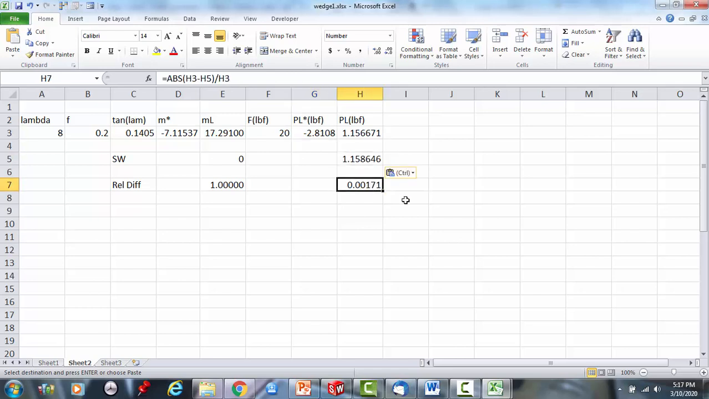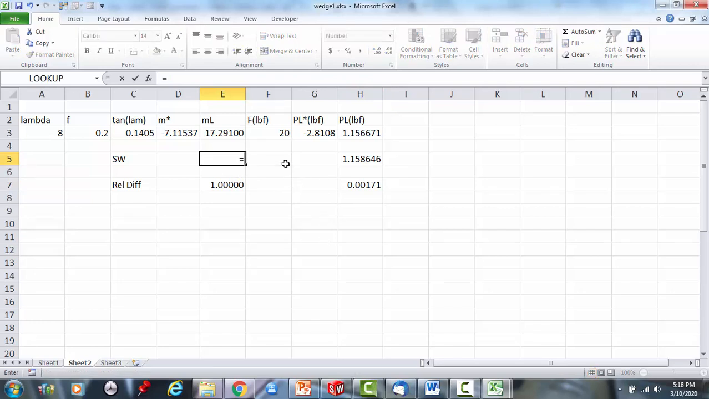Boom. Okay, so I already populated an Excel file with my lambda of 8. I put my friction factor of 0.2 and calculated the mechanical advantage to lower, ML, 17.29. And based on that, I calculated what the force to lower would be, assuming the self-locking. And it looks like I'm pretty close. It looks like it's 0.1%, 0.2% relative difference. So that's really good.